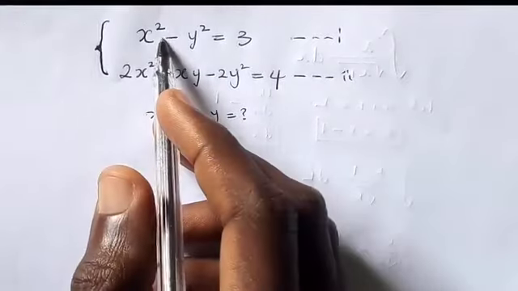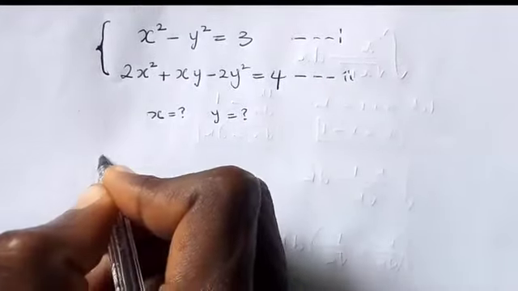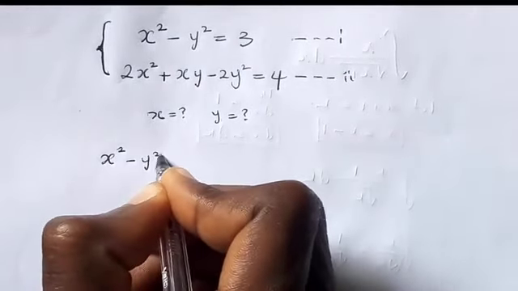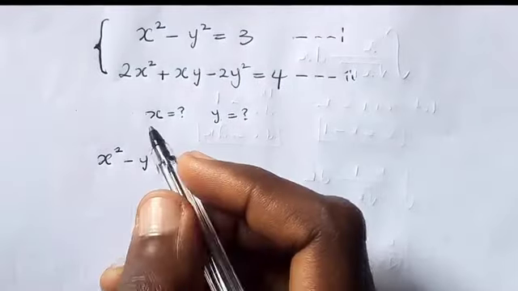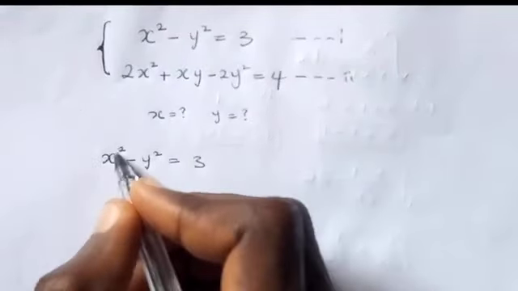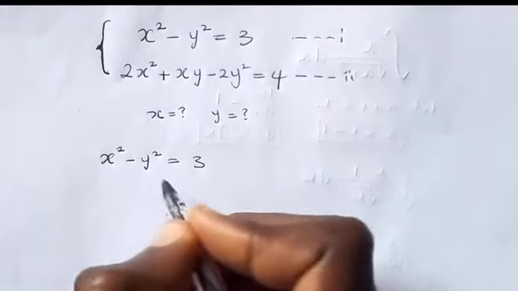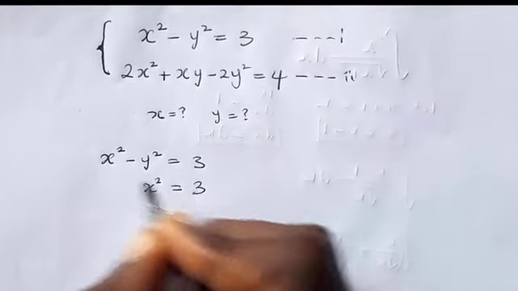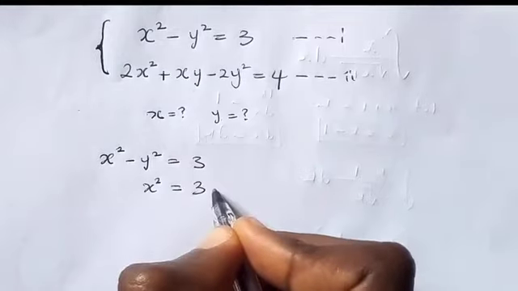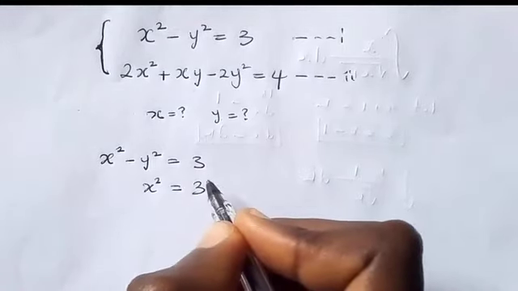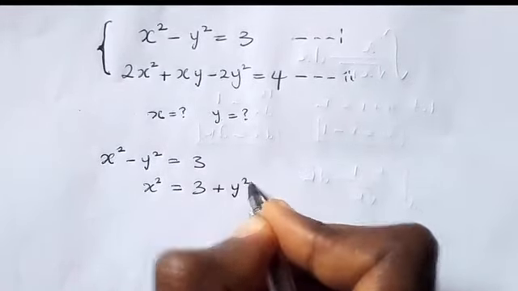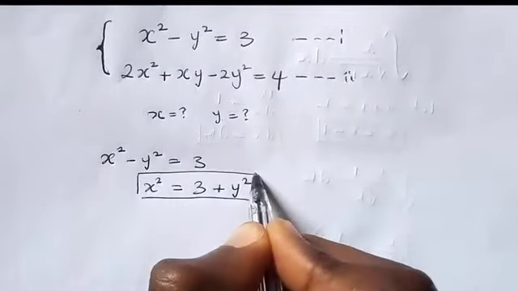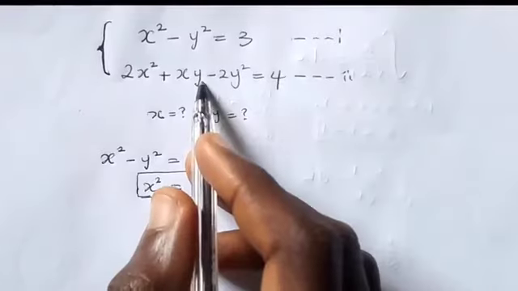Now, from 1, which is x² − y² = 3, let's make x² the subject of the formula. So that will be x² = 3 plus y², since the minus becomes plus on the other side of the equation. Now, let's substitute this into the second equation.